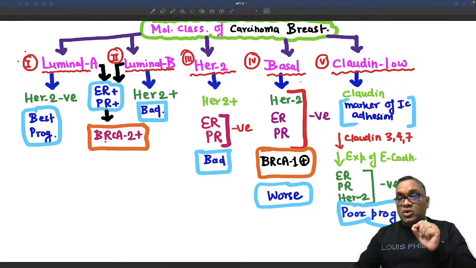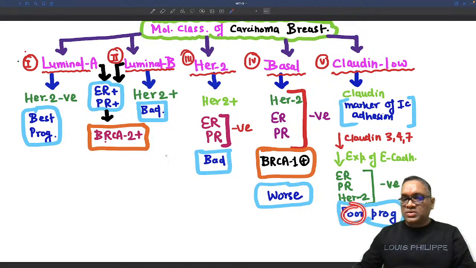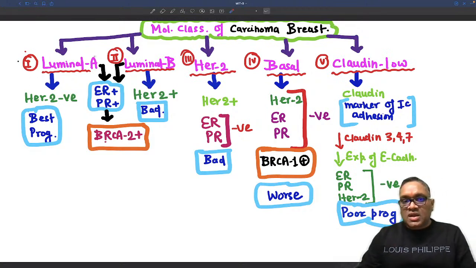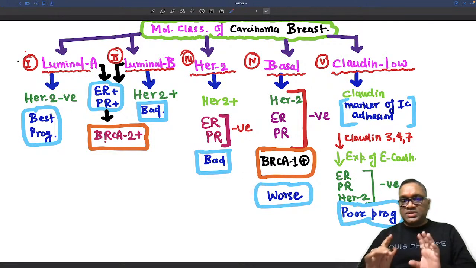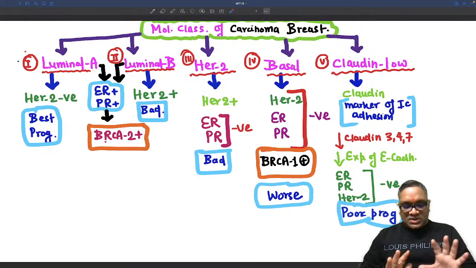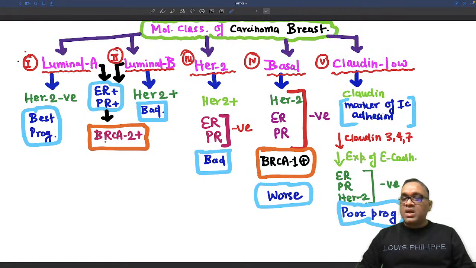So now I understand basal and Claudin low both are triple negative. But who is having worse prognosis? Basal is having worse prognosis. Claudin low will be having poorer prognosis. So now overall, when you see the molecular classification of breast cancer, luminal A is having best prognosis and basal is having worse prognosis. Right? So this is the one question, right? BRCA2 mutation will be seen in luminal A and B both, and BRCA1 mutation will be seen in basal type of breast cancer. So these are all important points we have to remember.